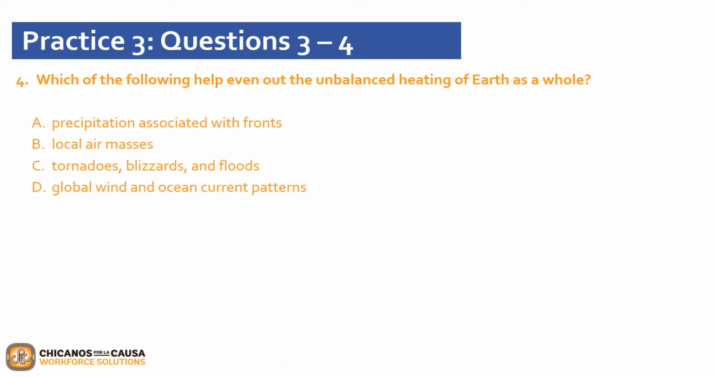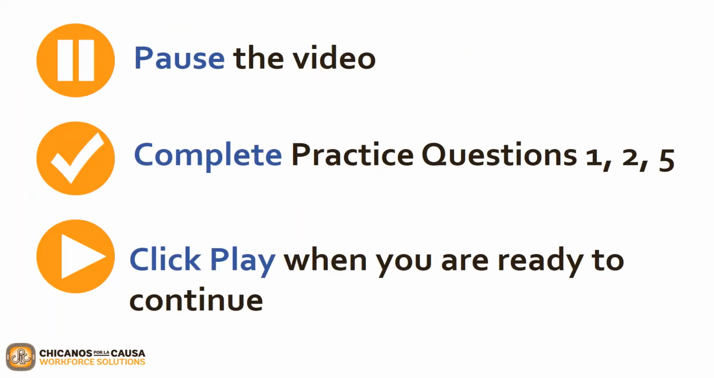According to the passage, both global wind patterns and ocean currents redistribute heat from the solar heating of Earth. Therefore, our answer is D. At this time, pause the video, complete practice questions 1, 2, and 5, and click play when you are ready to continue.